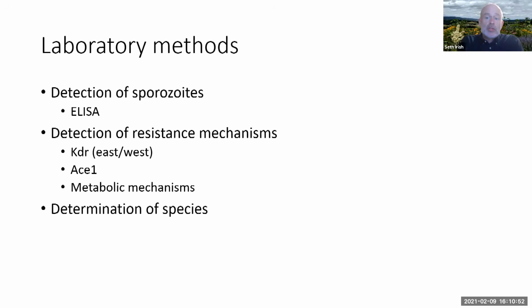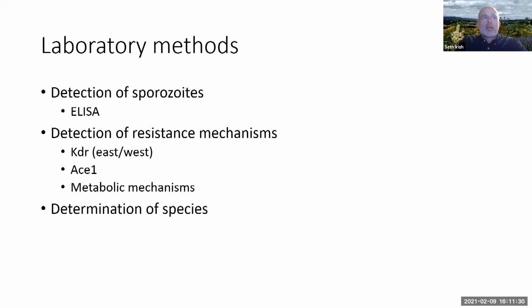Resistance is a huge issue, especially because we're using so many pyrethroid-treated products and have so much pyrethroid resistance. And so we may want to look for insecticide resistance methods and mechanisms, such as KDR, which confers resistance to pyrethroids. And in Africa, we have one KDR mutation that's called East African KDR and one that's called West African. You may want to look for the ACE1 mutation, which confers some resistance to carbamates and organophosphates. And increasingly, we're looking at other metabolic mechanisms.